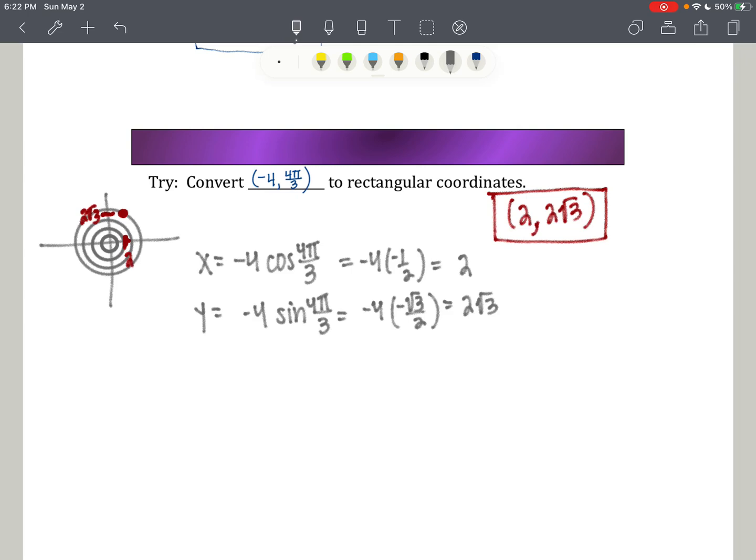So in the next video, we're going to go backwards. We're going to be given the rectangular coordinates and now have to find the polar coordinates. So those are the ones that are a little bit more challenging because we have to be mindful of the quadrant.